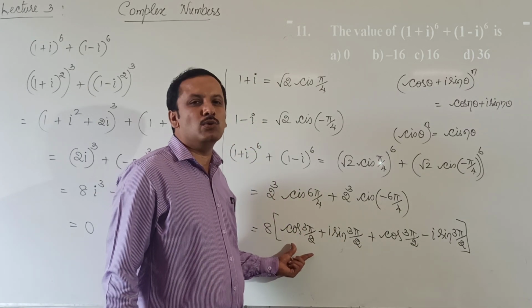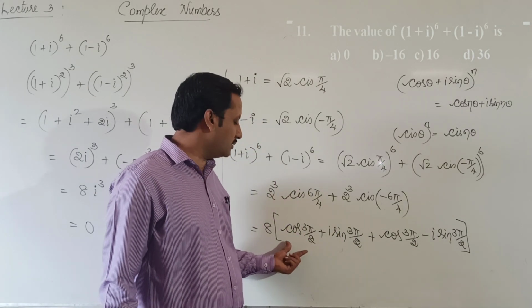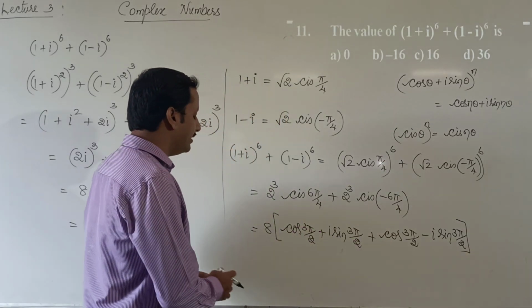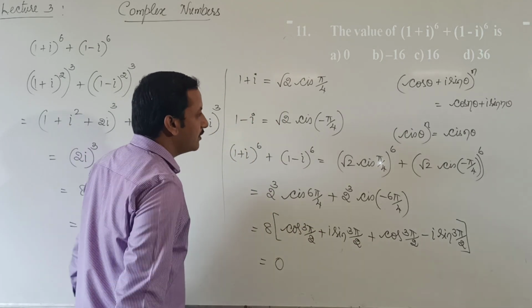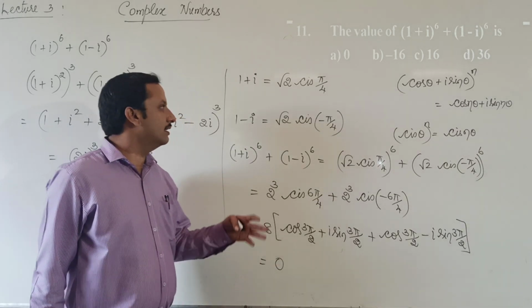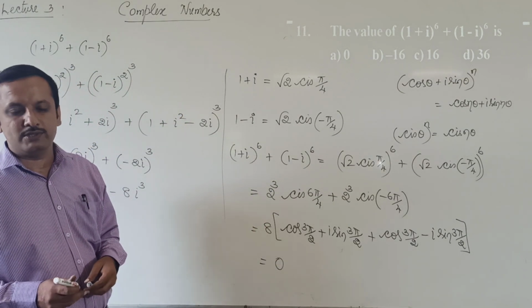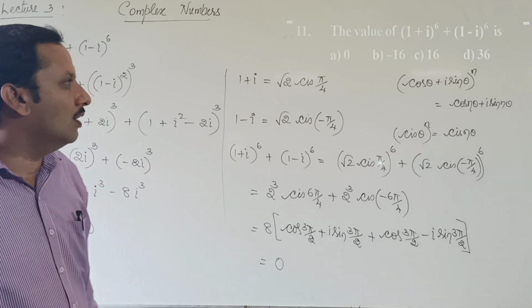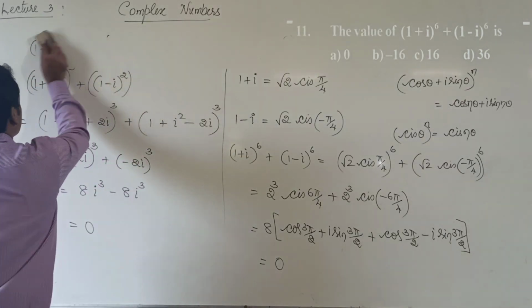Cos 3 pi by 2, cos 270 degrees, is equal to 0. This is 0 into 8. Then the product is equal to 0. This is the other method. You can either use this one or that one. Choice is yours. Okay. Let us look at the next question now.